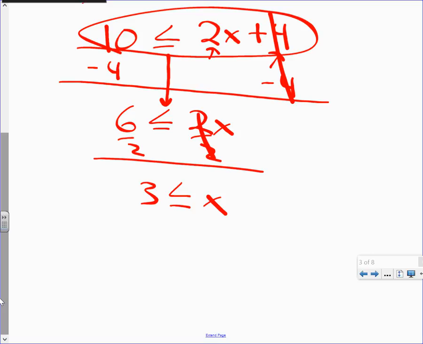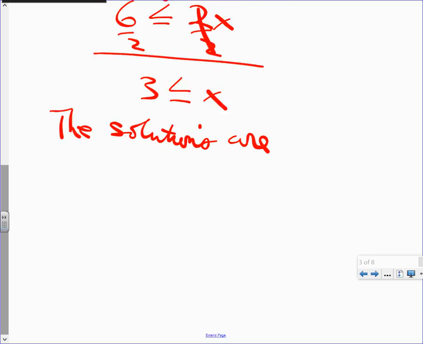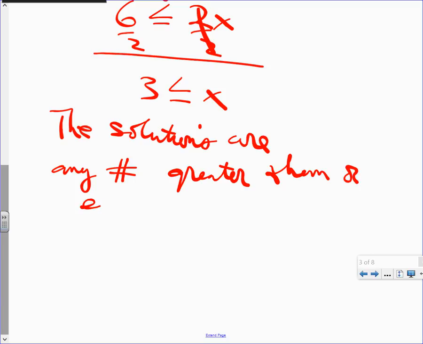So watch this. You can write this right here. The solutions are any number. I'm going to use the number sign, like hashtag. Any hashtag number greater than or equal to 3.